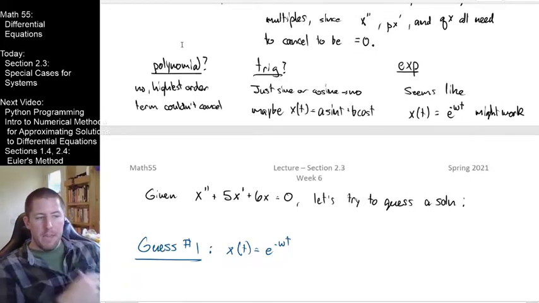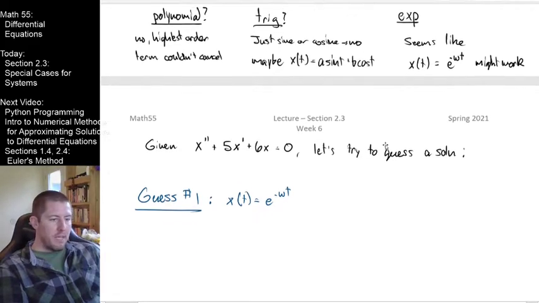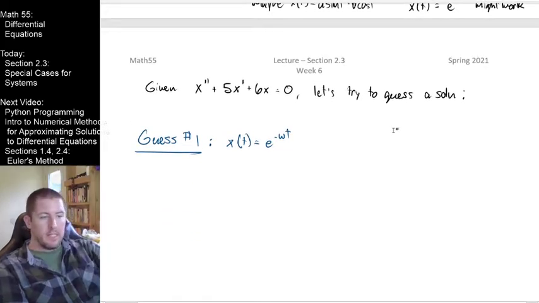So I'm picking P and Q to be 5 and 6 just to give us some nice numbers to work with. Let's go ahead and hit this thing with our first guess right here. My point with this guess is I'm saying I think there's something of this form that might work, but I don't know what W should be.